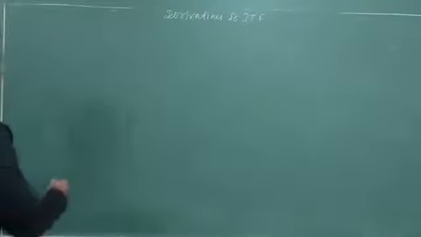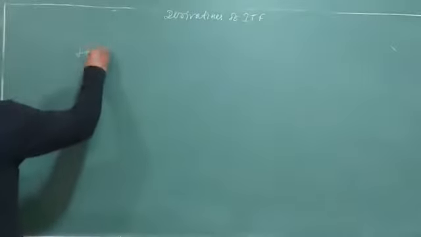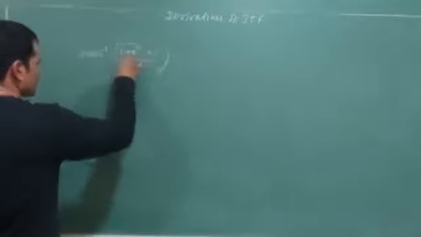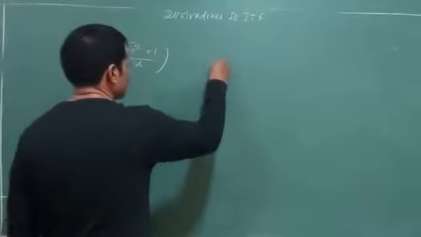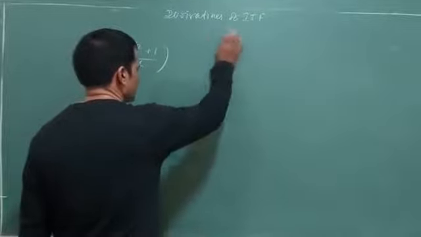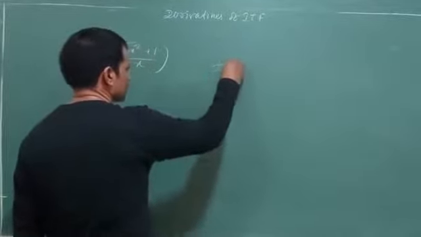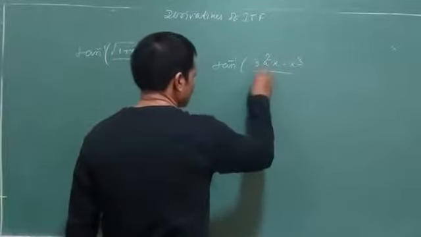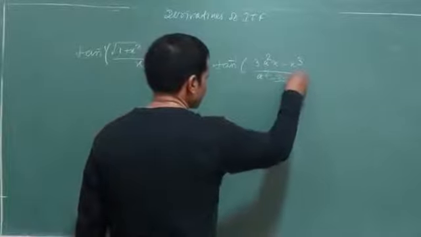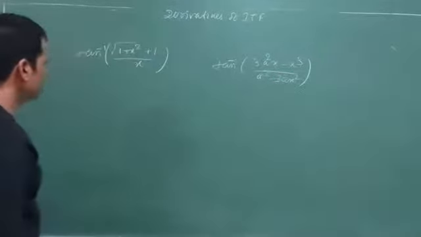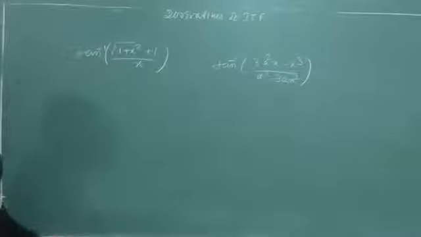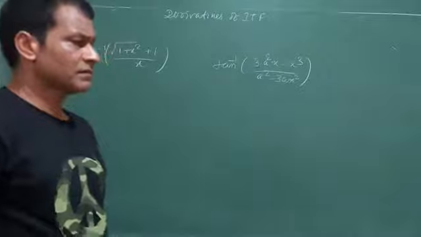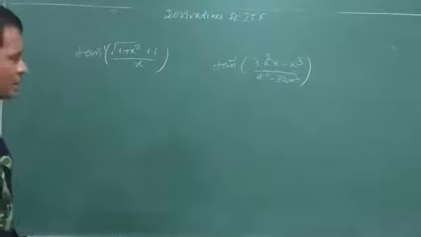So if I get this question, tan inverse of 1 plus x square plus 1 by x, or tan inverse of 3 a square x minus x cube by a square minus 3a x square. They will ask the inverse of the same questions, either as simplify or find the derivative. You have to find out the derivative. So when you are supposed to find the derivative, first you have to simplify.